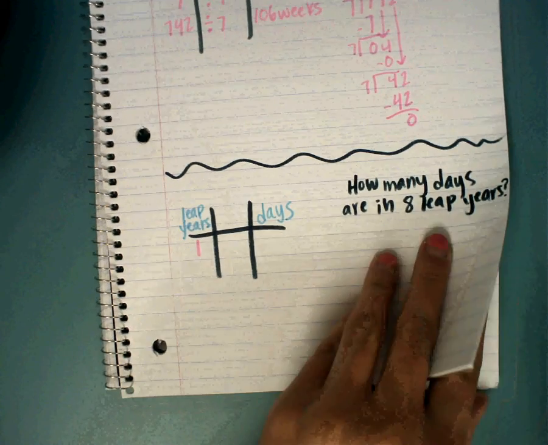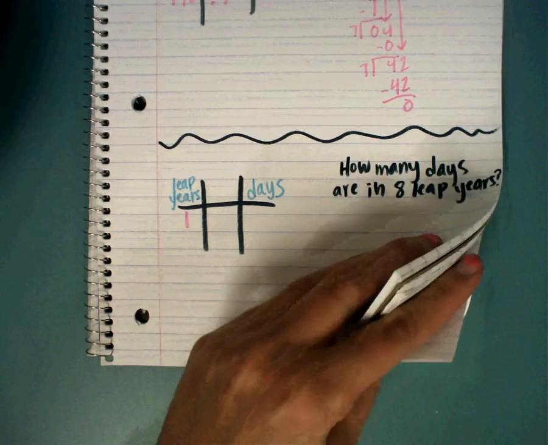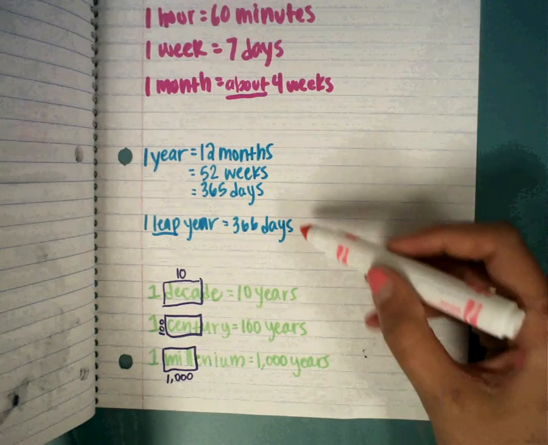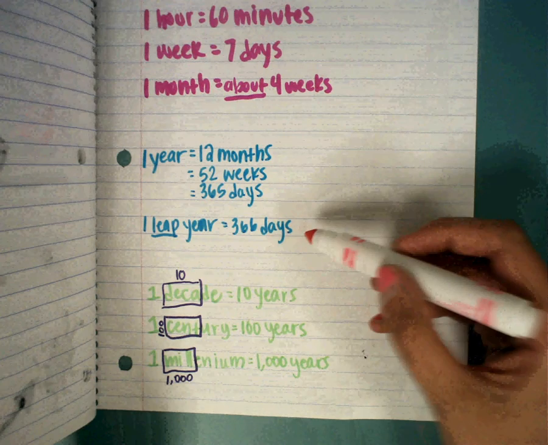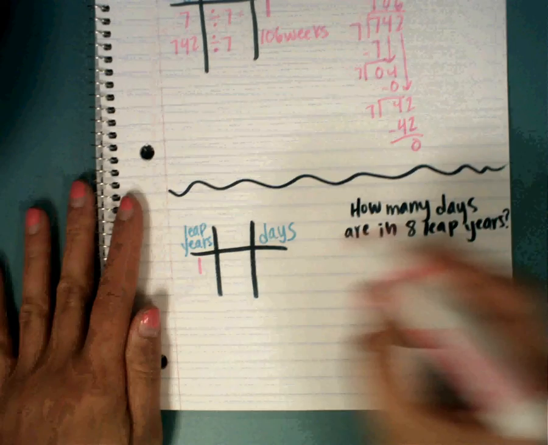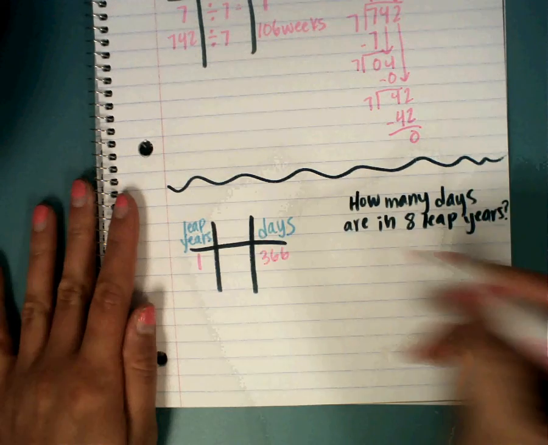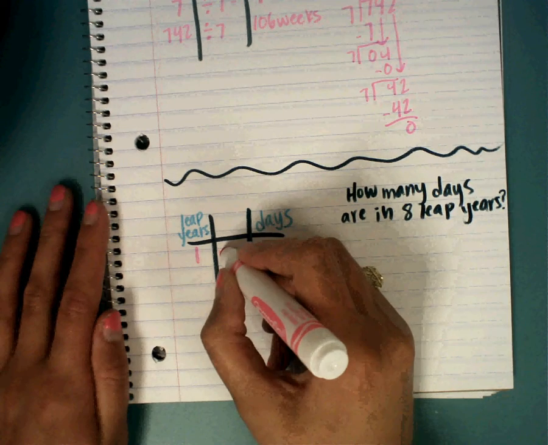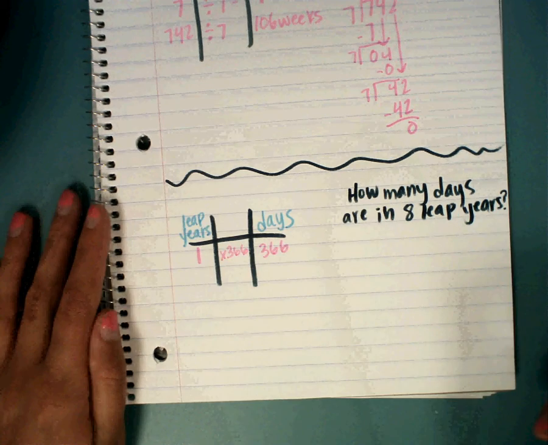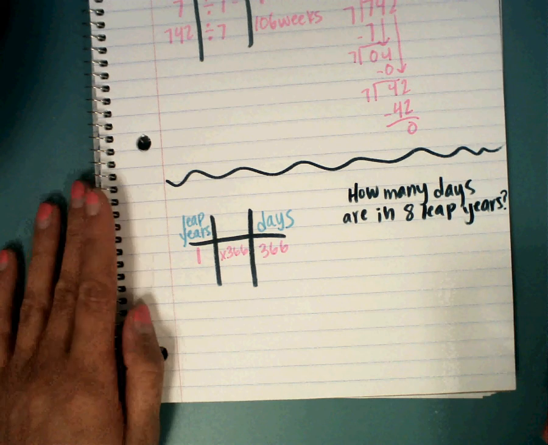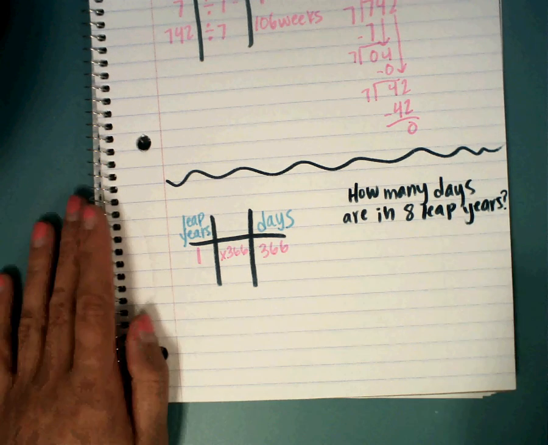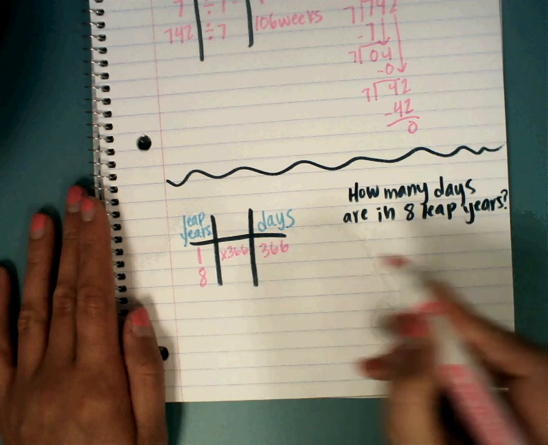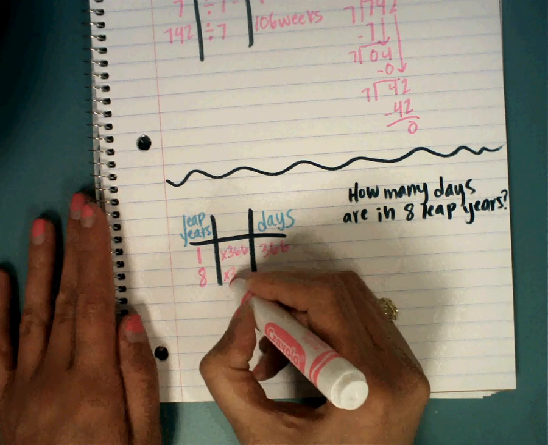And then how many days is a leap year equal to? Let's go back to our journal entry. Not that journal entry, Ms. Hargrove. Okay, let's come down here. How many days is a leap year equal to? 366. So how do I get from 1 to 366? I'm going to multiply times 366, right? Okay, so now I need to plug in my number, which is 8. They gave me 8 leap years, so I'm going to put the 8 under the leap years, and I'm going to multiply it by 366.